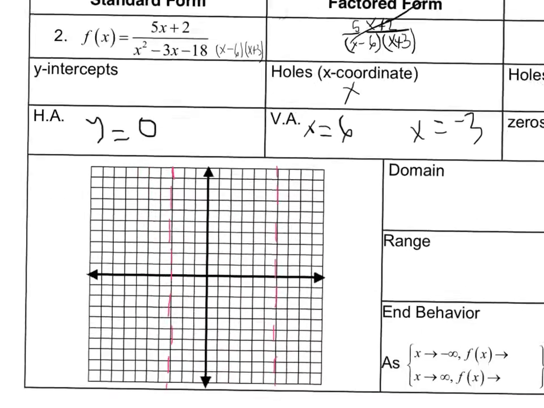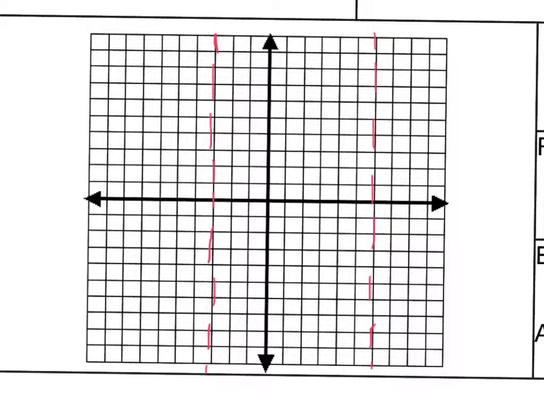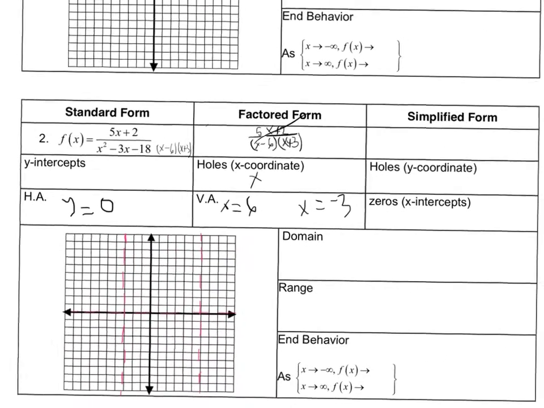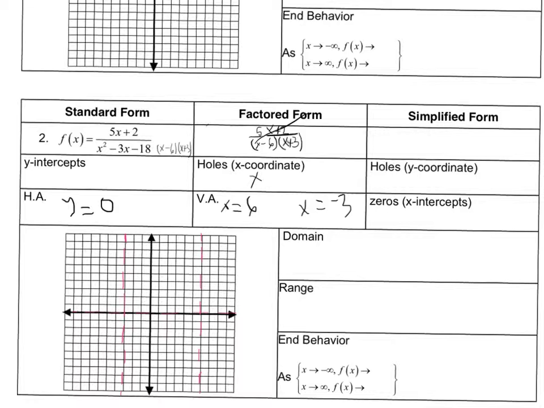So remember, can you have an x-intercept? No. Because y equals 0 is your asymptote, the x-axis, so you cannot have an x-intercept. So you don't even think of it. So no x-intercept.